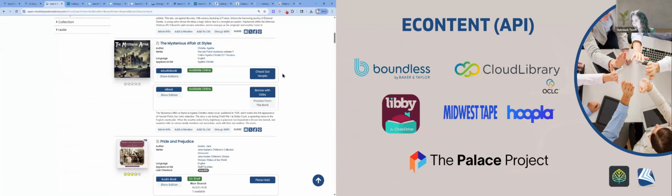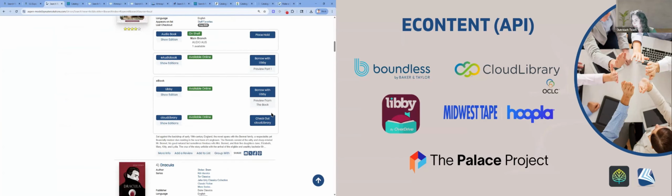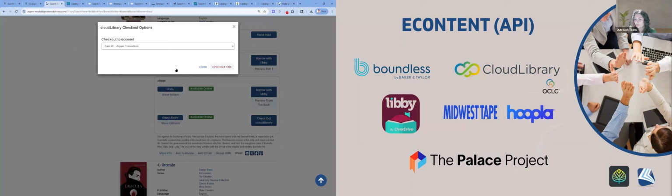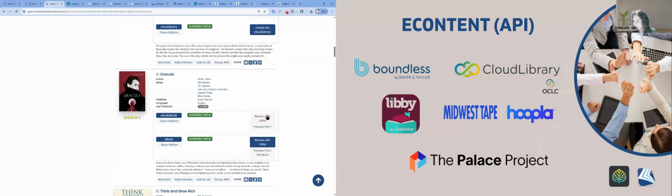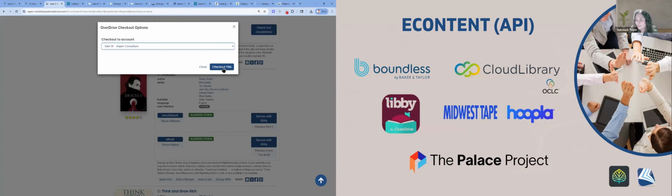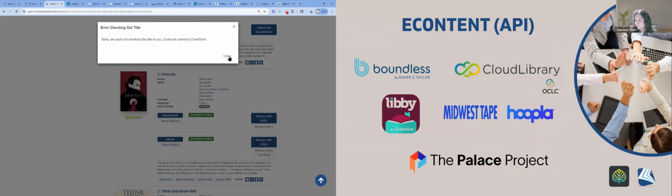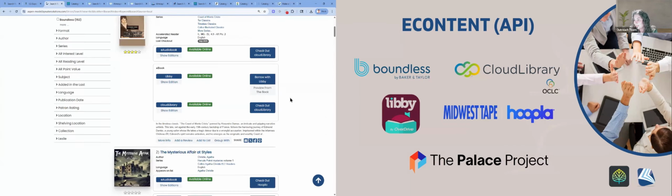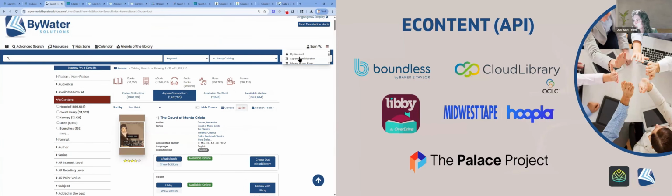Let's try a different one. That, of course, applies to all our API connections, so also to Libby, Hoopla, and Palace Project as well. And these should be visible directly in my user account.